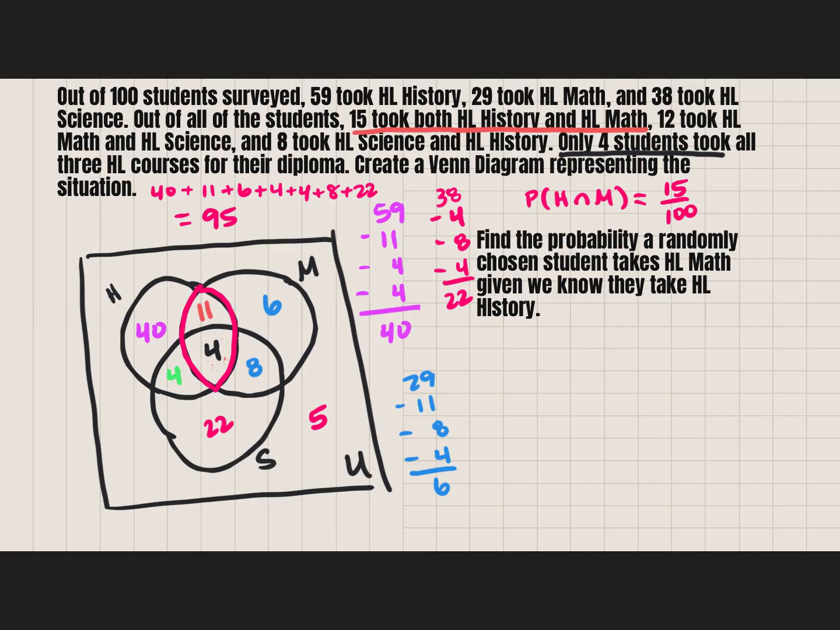Okay. We can also use it to find conditional probabilities. The Venn diagram can be really helpful for that too. So for example, find the probability a randomly chosen student takes math given we know they take HL history. So that's going to read as math given, with that straight up and down bar, history. And we have a formula for the conditional probability.